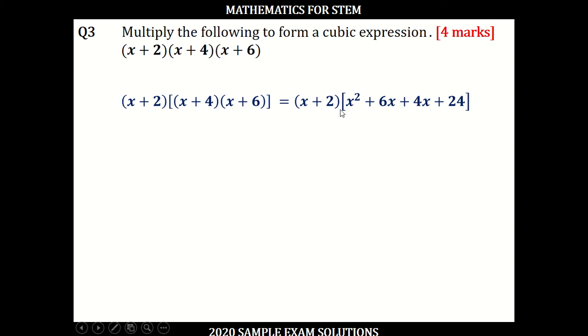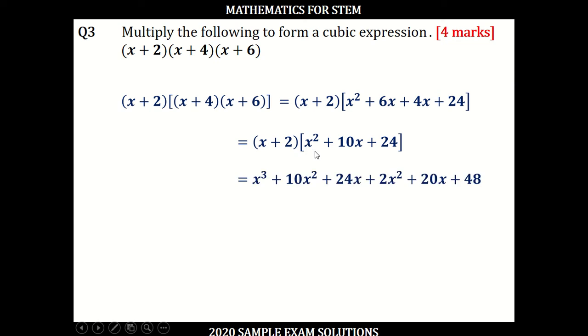And inside these brackets we can add the 6x and the 4x to give 10x. Next of all, if we multiply x by x squared, that gives x cubed. If you multiply x by 10x, that gives 10x squared. If you multiply x by 24, that gives 24x. Next of all, if you multiply 2 by x squared, that gives 2x squared. 2 by 10x, that gives 20x. And then 2 by 24, that gives 48.